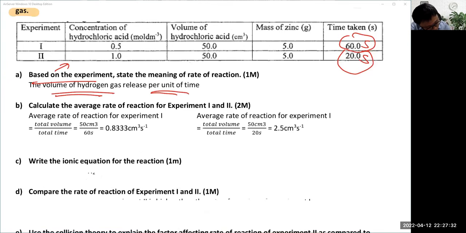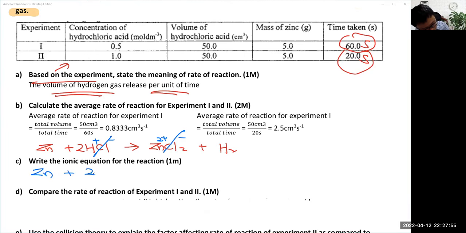So for the ionic equation, first thing you write down the equation first. Zinc plus hydrochloric acid. Okay, Zn and Cl go together. Then H2 will come up. Balance the equation, put a 2 here. Then we cancel out the Cl minus, which is not in effect. So the ionic equation will be Zn plus 2H+ becomes Zn2+ plus H2.